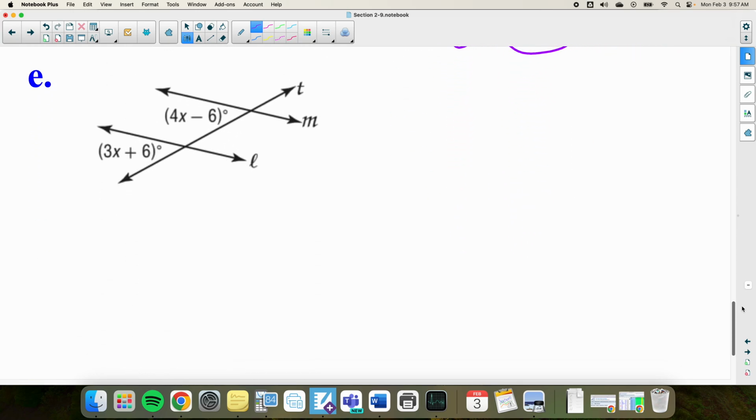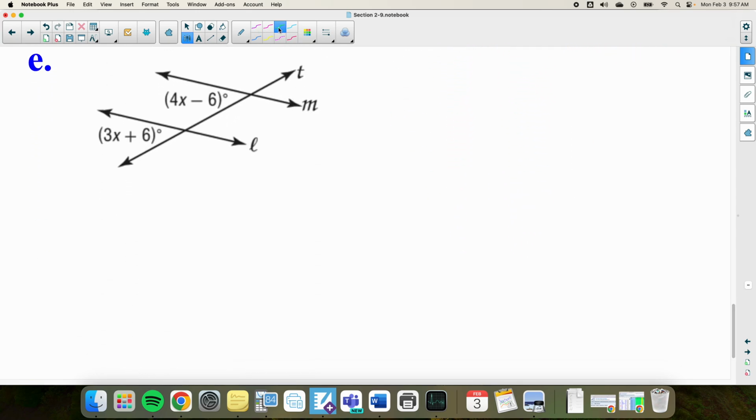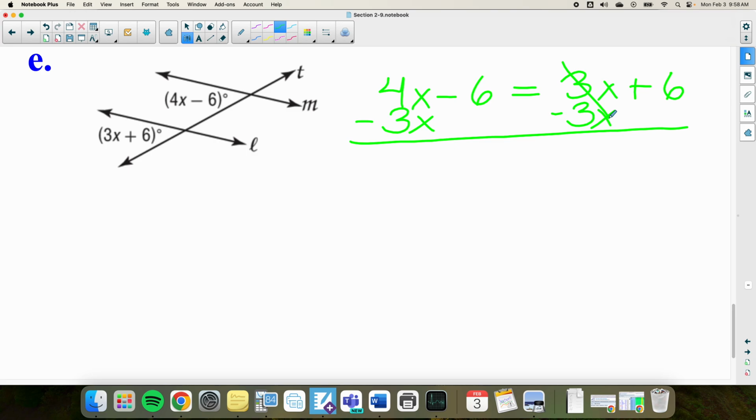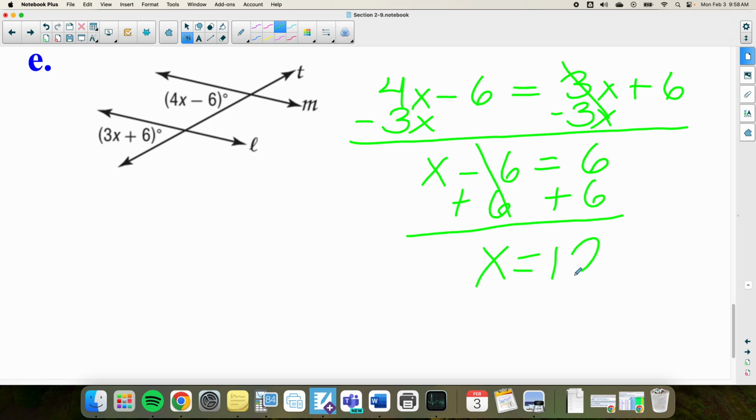Okay. What do you guys think about E? Corresponding. And what do we do with corresponding? Set them equal. So I can go 4x minus 6 equals 3x plus 6. Then I'm going to bring my 3x over to the left, and I get x minus 6 equals 6. Add 6, x equals 12. Very good.